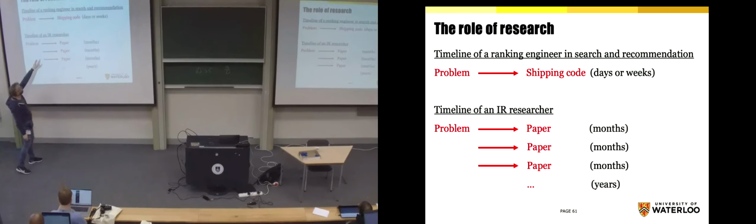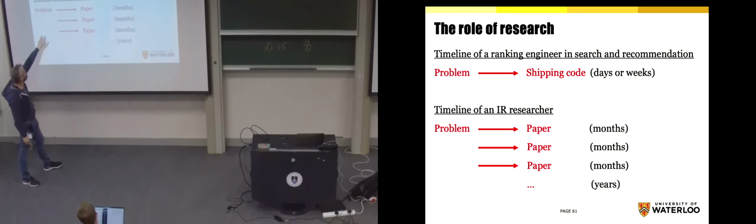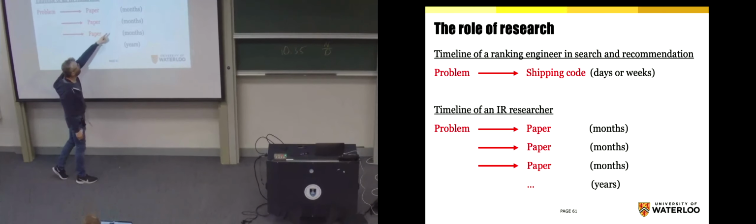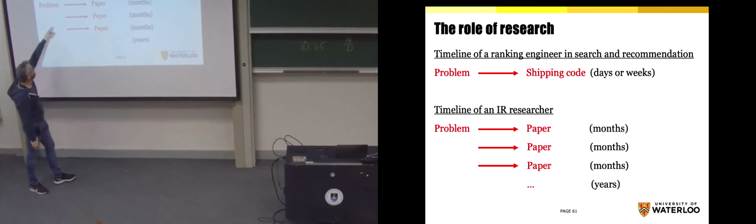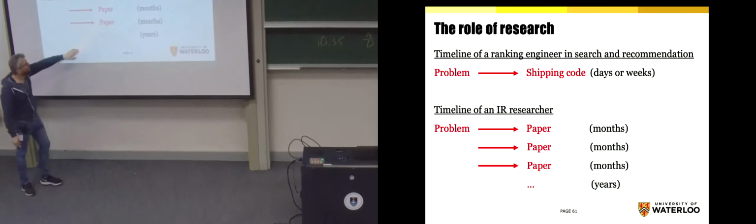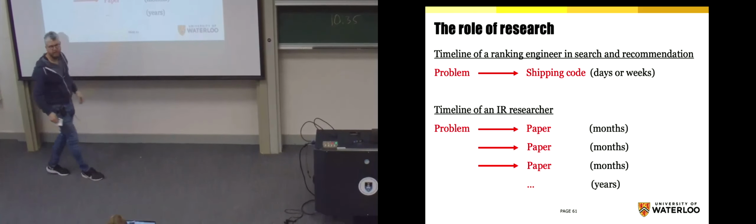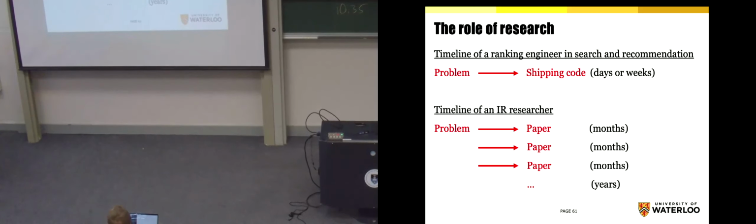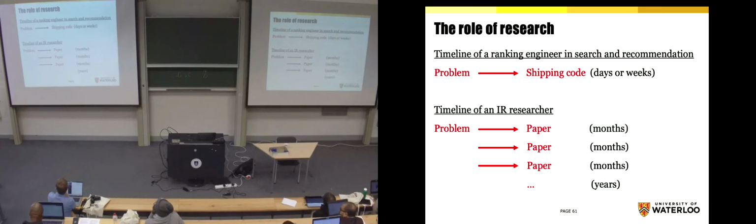If you're an IR researcher, doing research in information retrieval, you have a problem and you write a paper, and that takes months. Then you take the same problem and you write another paper, and you keep writing papers until years later you have your PhD, or you have tenure, or you retire. So you get to spend a lot of time thinking very carefully about how problems need to be solved, right?